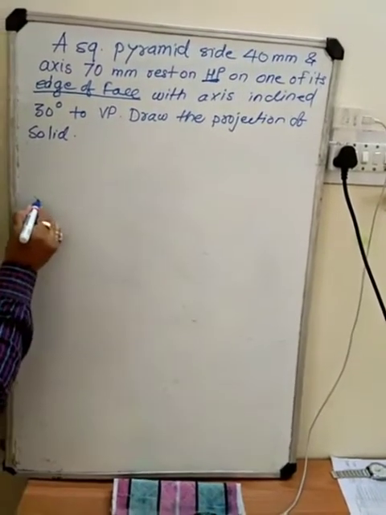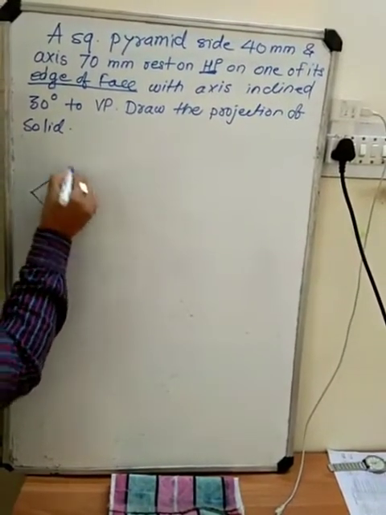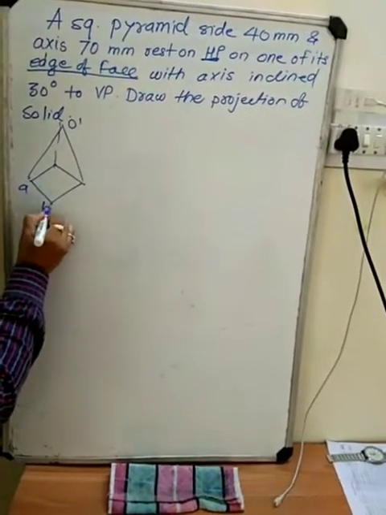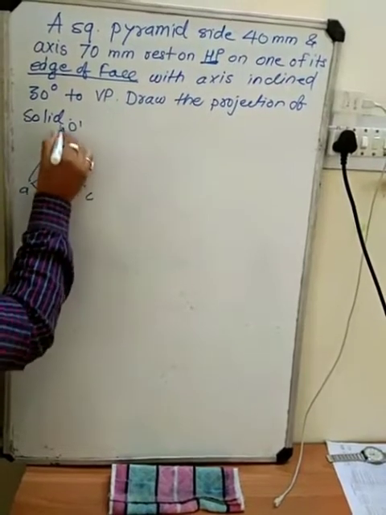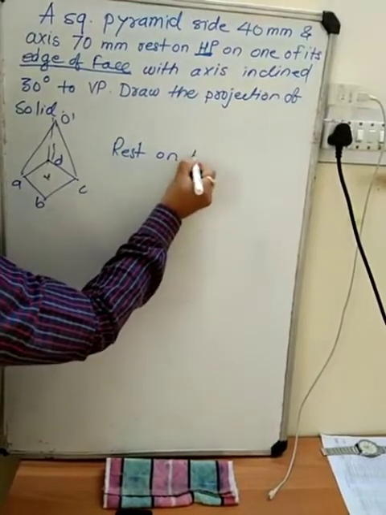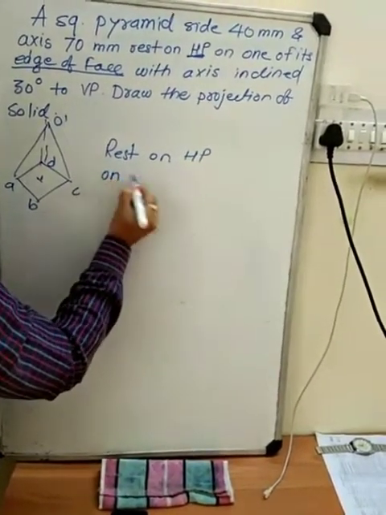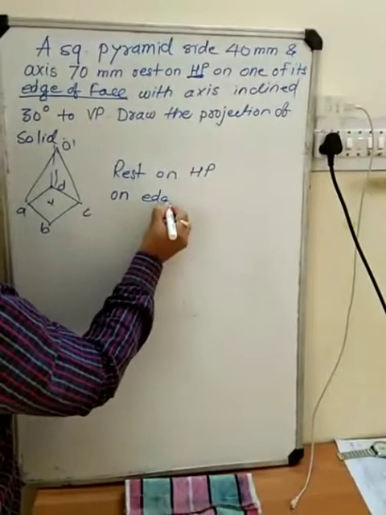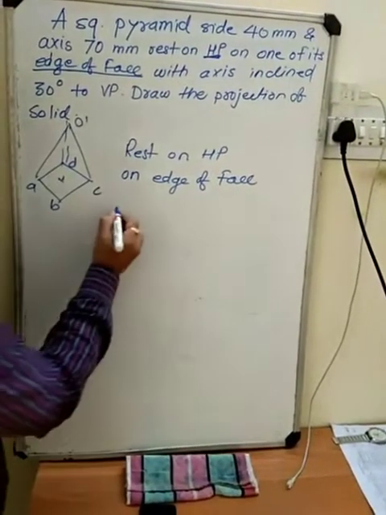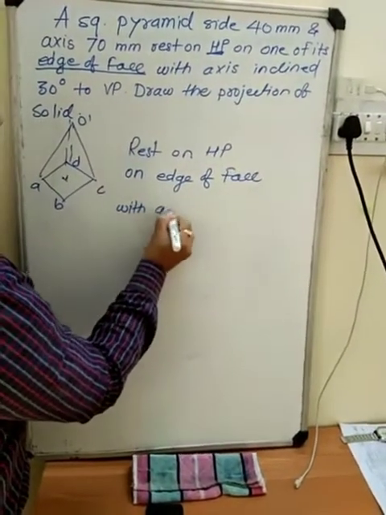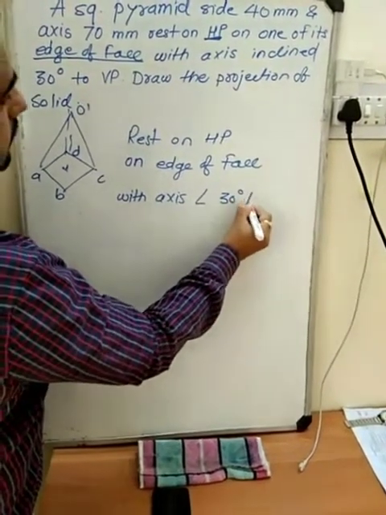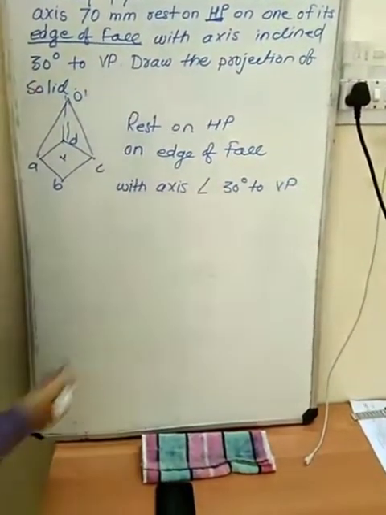First of all, a square pyramid is there. O dash, A B C D. This is the axis. This rests on HP on edge of face, with axis inclined 30 degree to VP. Okay, this is the data.